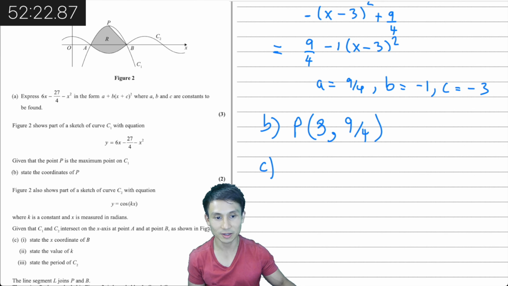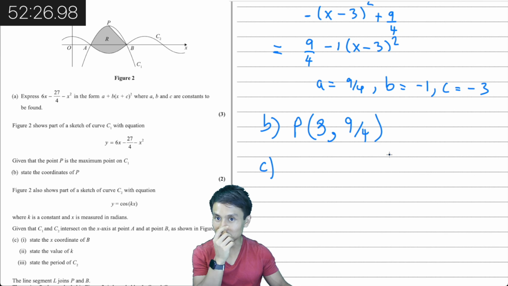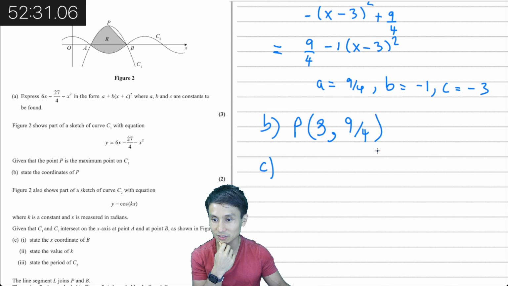Nice. And then question 4, I'm going to move down a little bit. Hope you can see. Figure 2 shows a part of the sketch of the curve C2, now a cosine function, cos kx, where k is a constant and x is measured in radians. Gotta be careful. Given that C1 and C2 intersect on the x-axis at A and B, as shown in figure 2, state the x-coordinate of B.